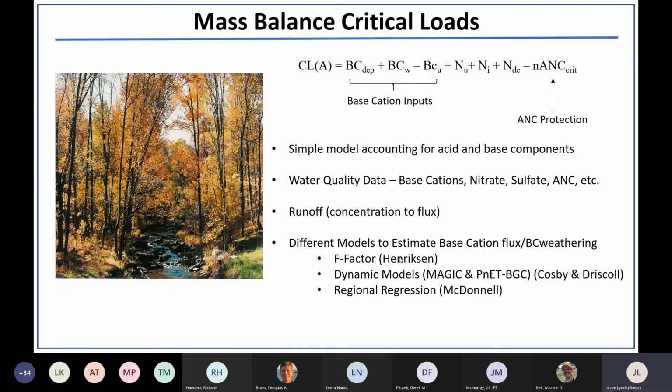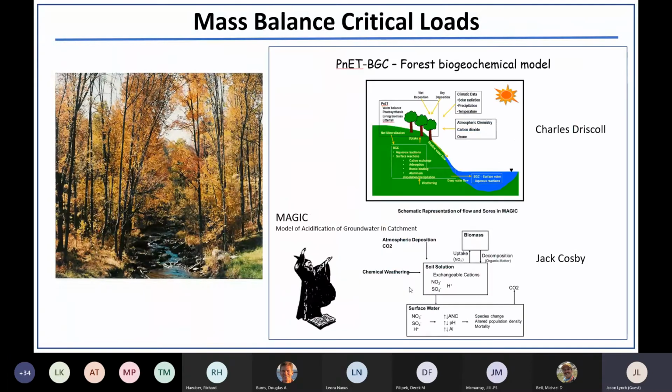We have multiple techniques. We have a simple one like the F-factor. We have more complicated ones like using dynamic models, or a combination of a dynamic model and a regional regression. And so let me just present a few examples here. Dynamic models are mass balance models. However, they are complicated models that factor in the biology, the soil, etc., in order to determine the water quality.